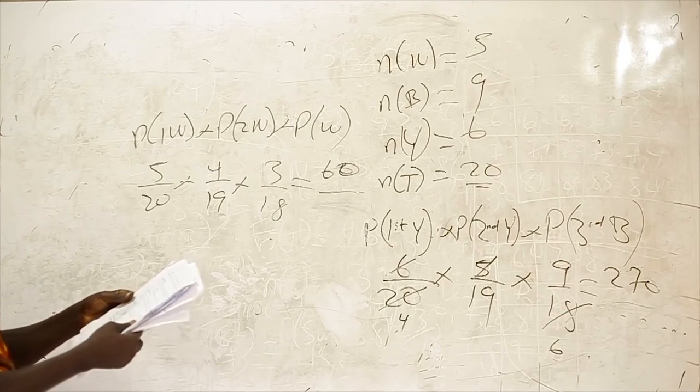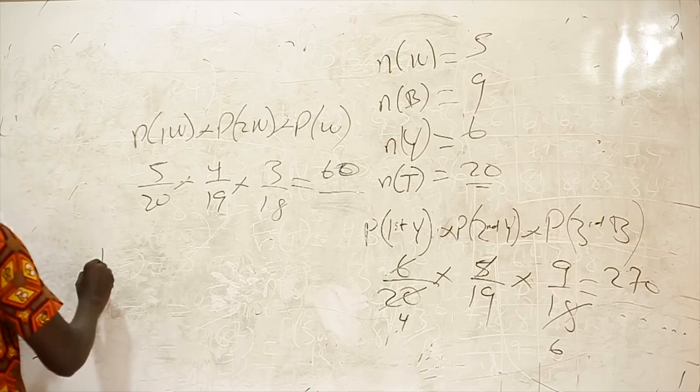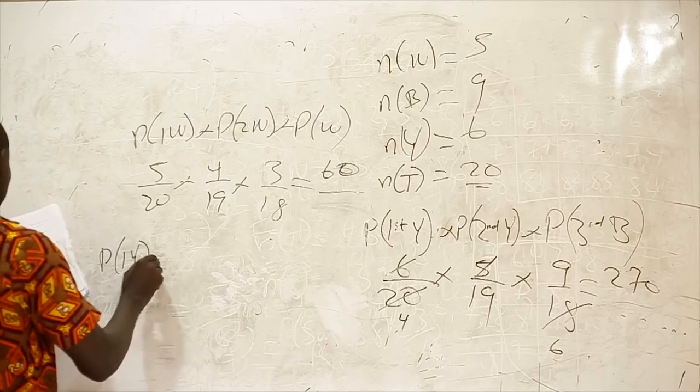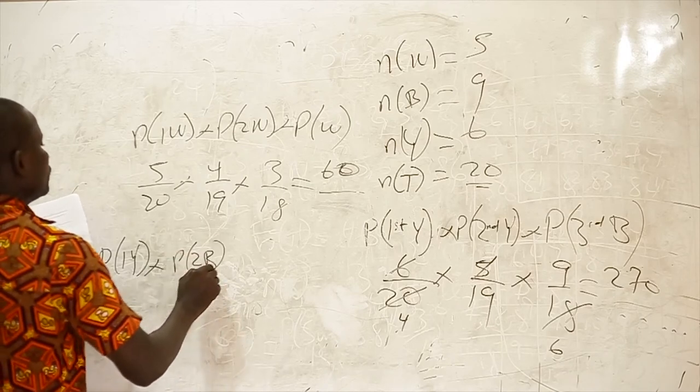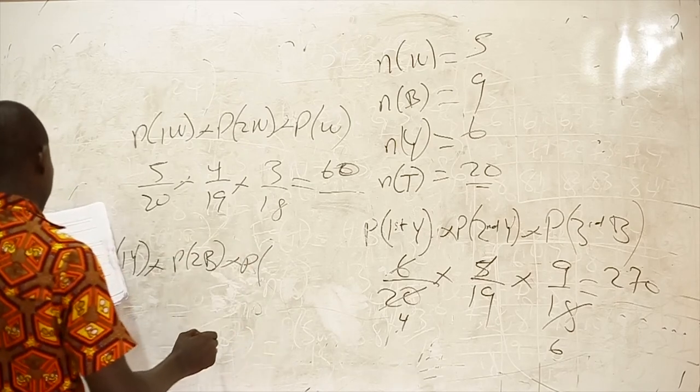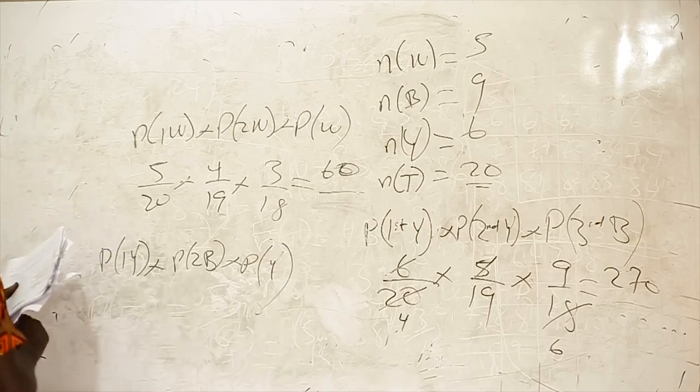Then he says that the first is yellow in the third case. He says first is yellow. So P(first yellow), then the second is blue, P2B times P3, yellow again. Once again, how many yellows are in the container?